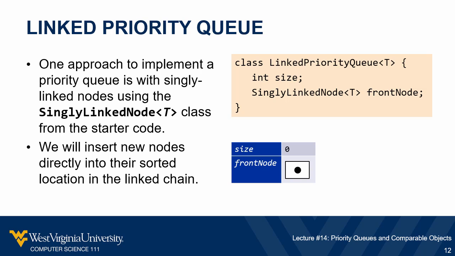We're going to need to have two fields in our implementation. One to keep track of the size, how many things we have in our priority queue, and another for the front node of the priority queue. Since I have to iterate over all the nodes to find the correct location to insert for the sorting, there's no benefit here to having a rear node, so I just got rid of that. Let's go ahead into Eclipse and see how we can code this up.